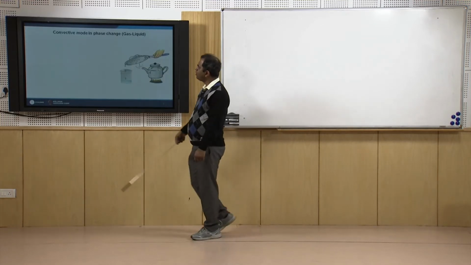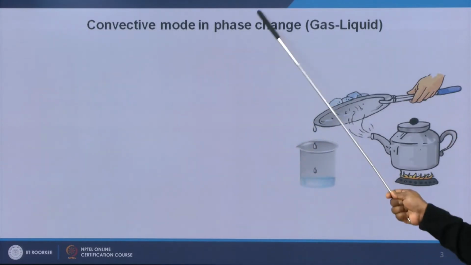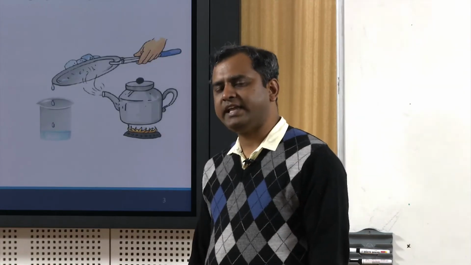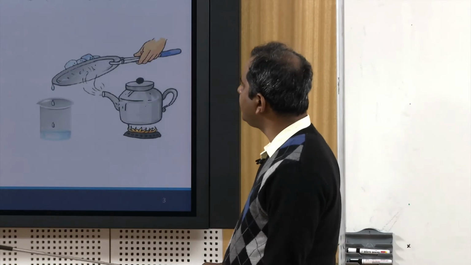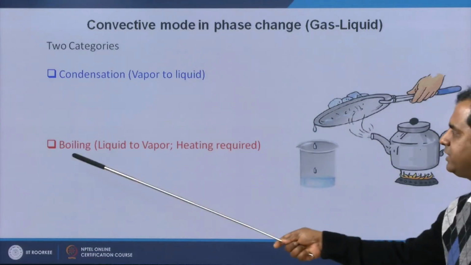First, let me show you the effective convective modes involving phase change. As we are having convection, definitely solid will not come into the picture. We have to consider only the liquid and gaseous cases, and liquid and gaseous phase change processes involve two categories, condensation and boiling.